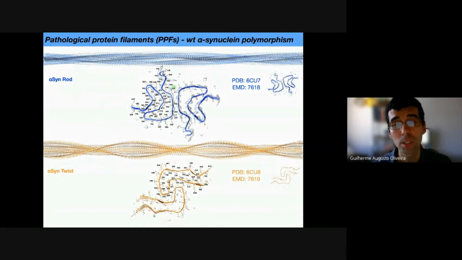Some of them are mutation sites, like histidine 50 and A53, and by checking these two filaments, it's pretty nice to see how diverse the arrangements are. Because, for instance, in the rod polymorph, you have the common mutation sites located inside the protofilament interface. Once in the twist polymorph, you have the most common mutation sites located in the outer surface. So it's pretty nice to see how diverse this polypeptide chain can be, right?